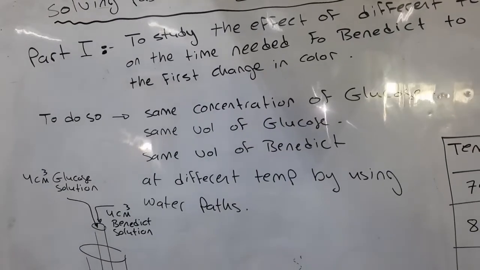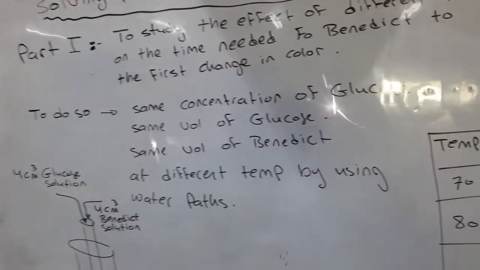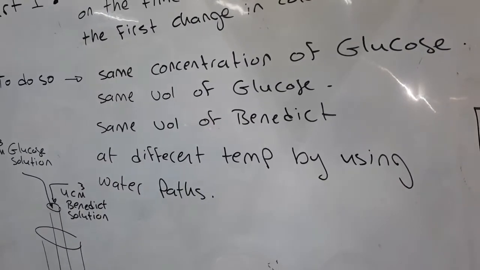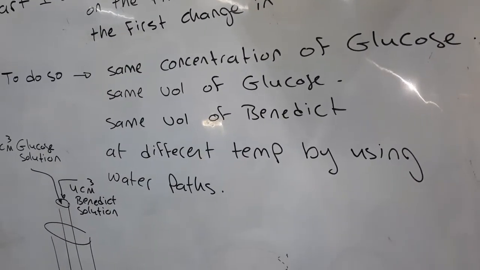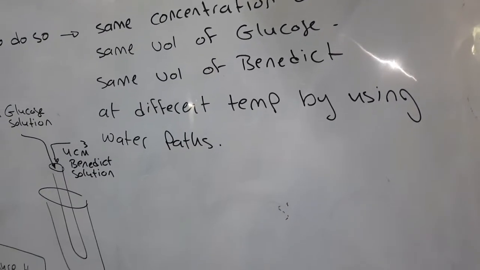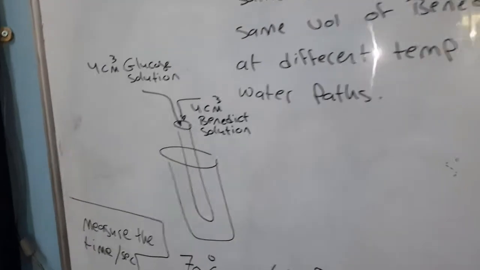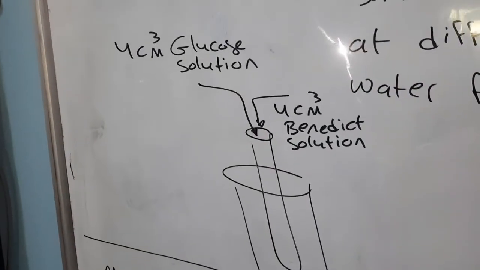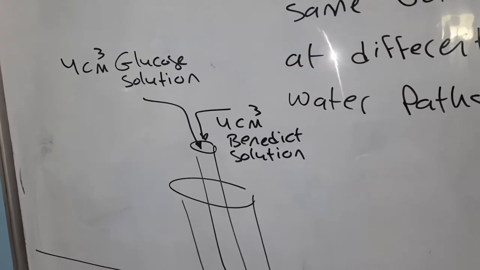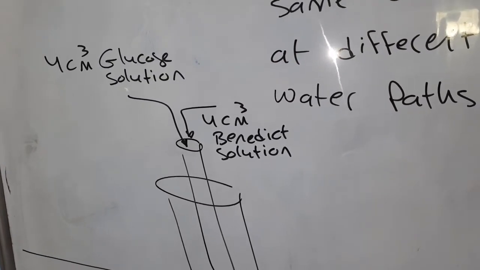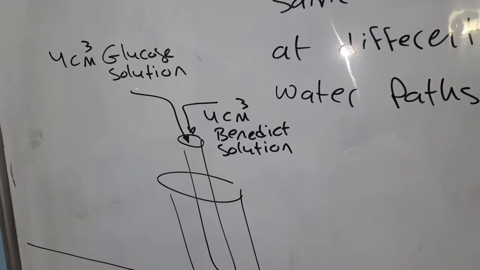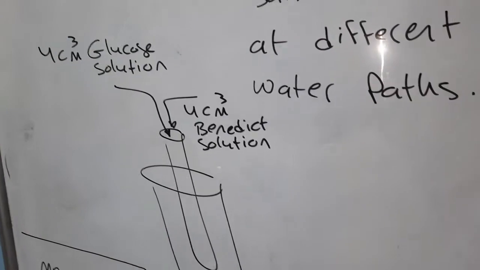And in order to do that, simply we need to use the same concentration of glucose and the same volume of glucose, same volume of Benedict. The only thing we change is the temperature, and simply we can do that by changing the temperature of the water bath. So what you're going to do is to get a test tube, you're going to add 4 centimeter cubic of glucose, and you can add the same volume of Benedict. So that helps you in deciding the volume of Benedict that you need to add. You add the same volume, so the ratio of 1:1.